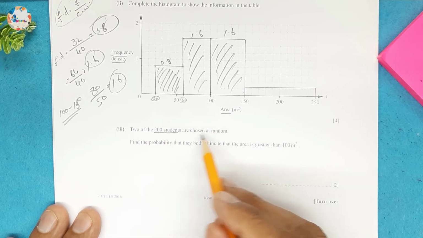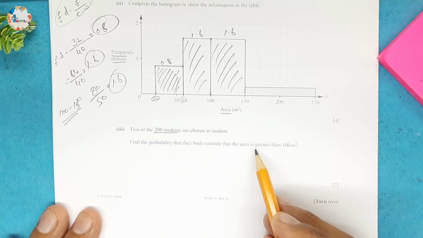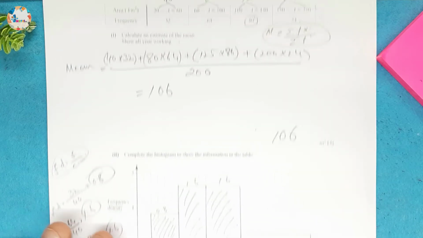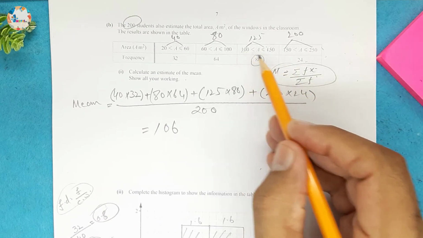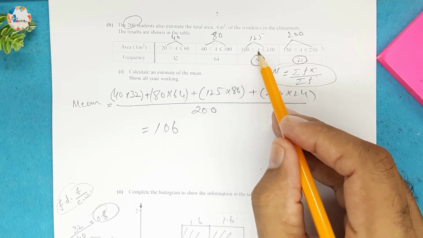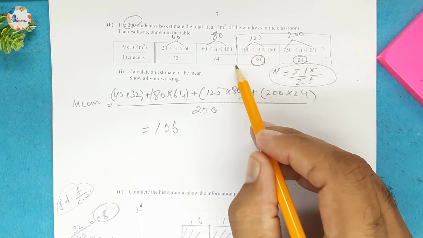Part 3, two 200 students are chosen at random. Find the probability that they both estimate that the area is greater than 100 meters. Greater than 100 meters from the table, if we check, is this frequency and this frequency. This is greater than or equal. So this portion is basically greater than.